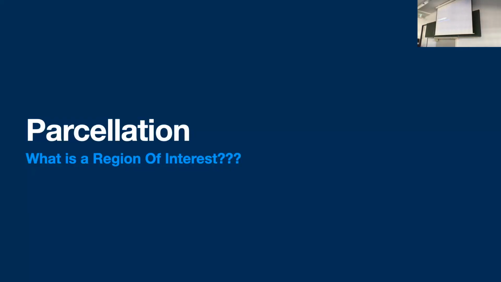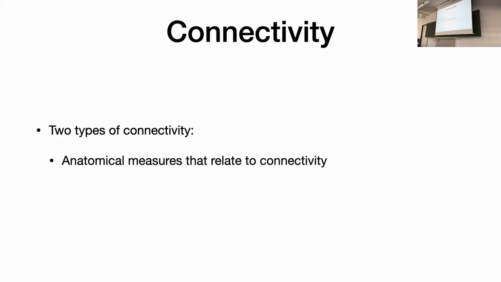Okay, so what I want to do is first zoom into it and try to give you a bit of background and talk a bit about parcellation of the brain, the different methods that we have, and then things will become clearer. What do we mean with this connectivity? So we can distinguish two types of connectivity. So the first is that we can look at anatomical measures that relate to connectivity, and they can be seen as sort of an anatomical backbone.